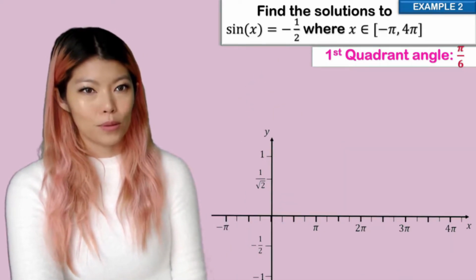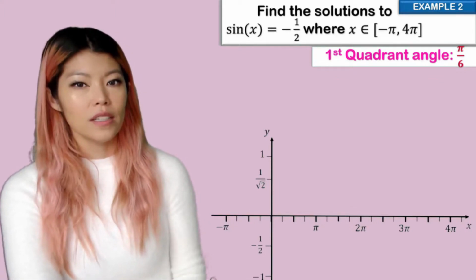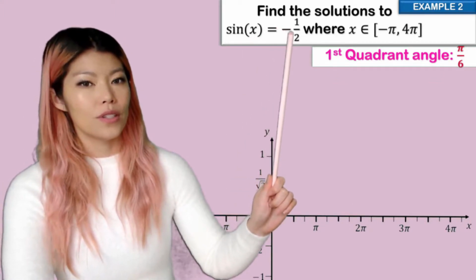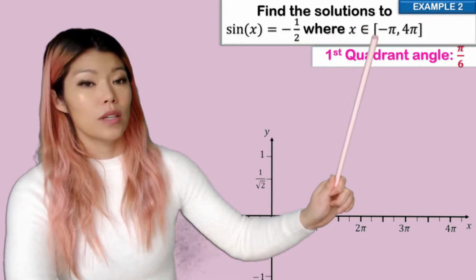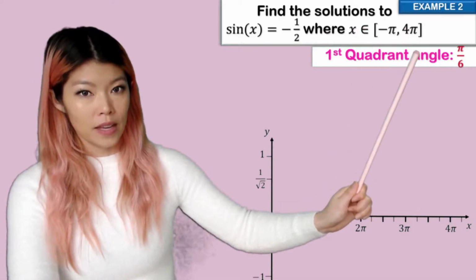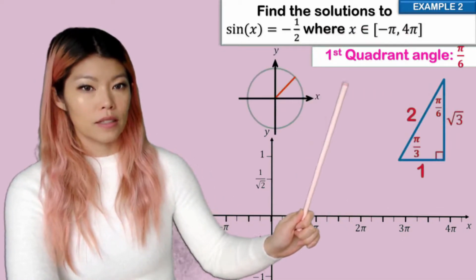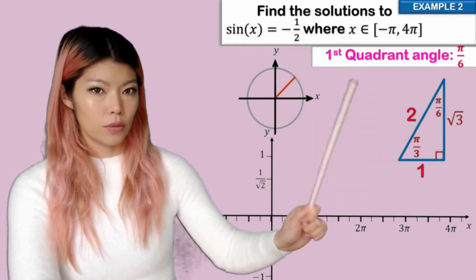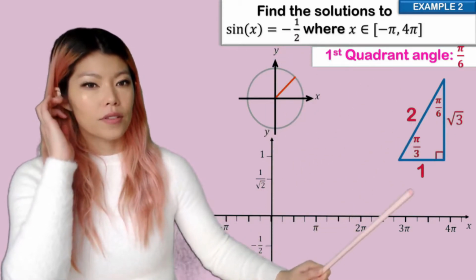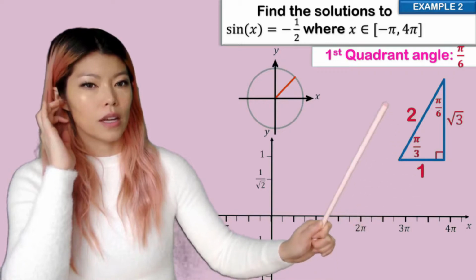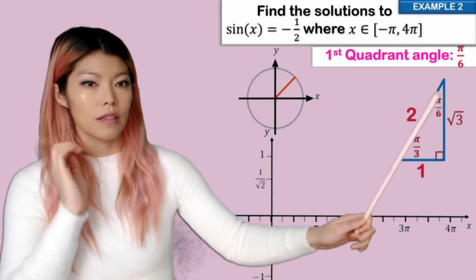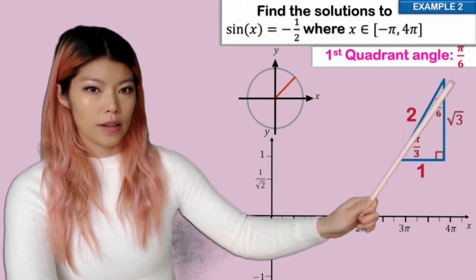Let's do another example. Example 2. Find the solution to sine x equal to negative a half, where x is between negative pi and 4 pi. Now the first quadrant angle is, well, a half. So don't worry about the negative. Sine is a half when opposite over hypotenuse is a half, pi on 6. So our first quadrant angle is pi on 6.